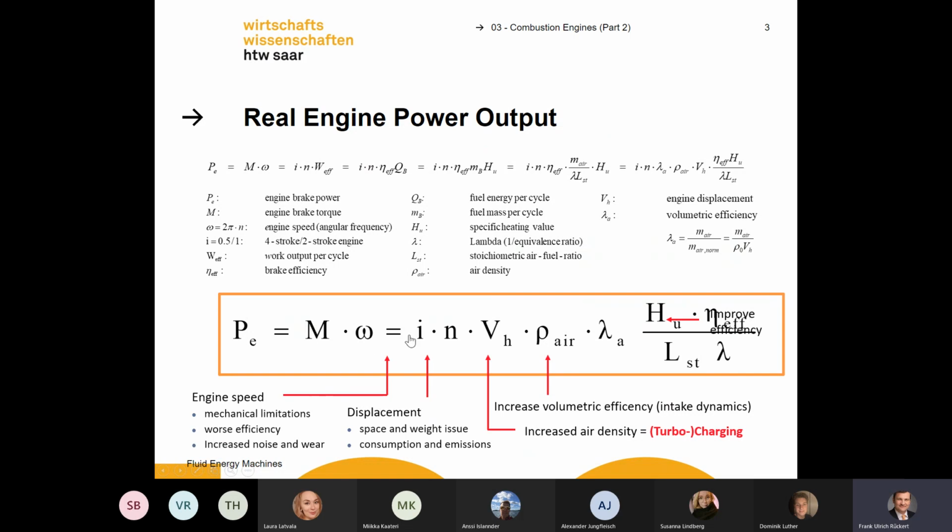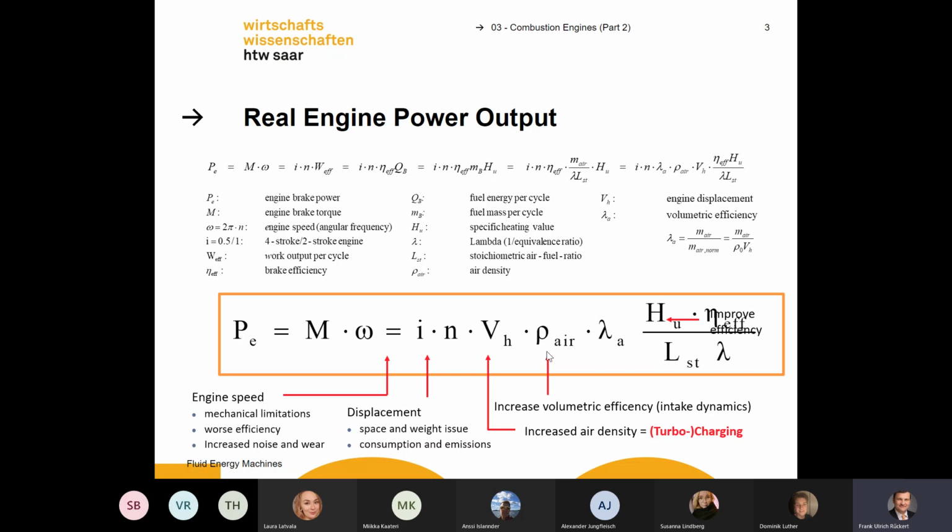But you can use the engine speed. I think in your slides, the arrows are at the right position. You can use the displacement of the engine, and the engine speed. If you have the fluid properties of the air, the density of the air, and the lambda values and the heating values, you can calculate the power of your engine. And please mention, the density of the air can be changed.